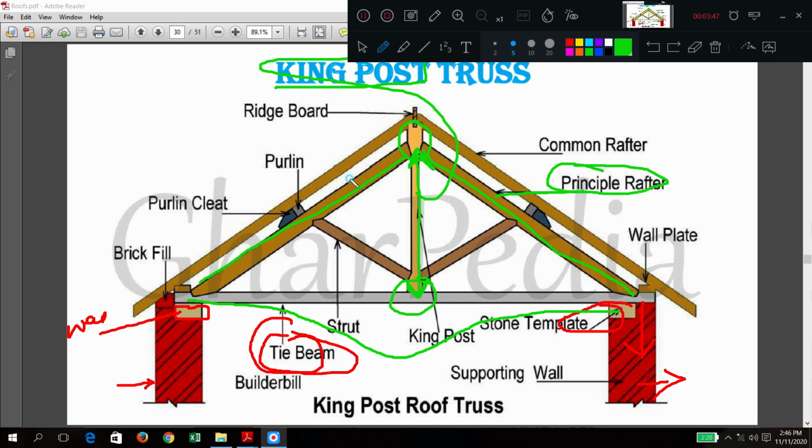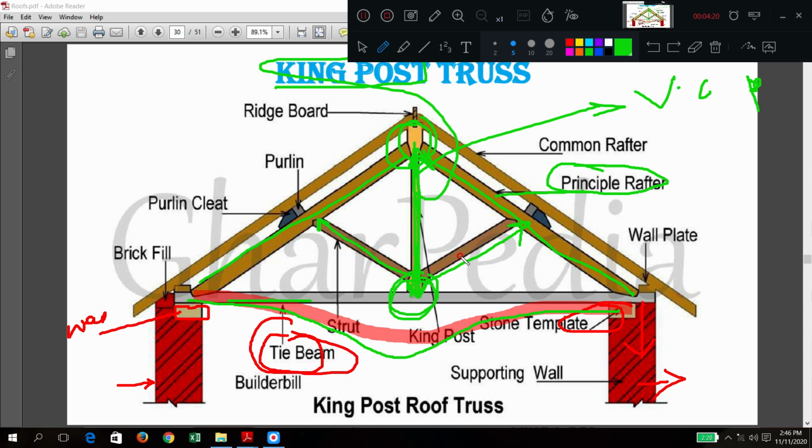Are you getting this? This tie beam would have sagged like this. So to have rigidity, you connect it with the king post. Post is a term for a vertically connecting member, and that is why we call it a post. This one will connect the ridge piece and the tie beam. That is one thing.